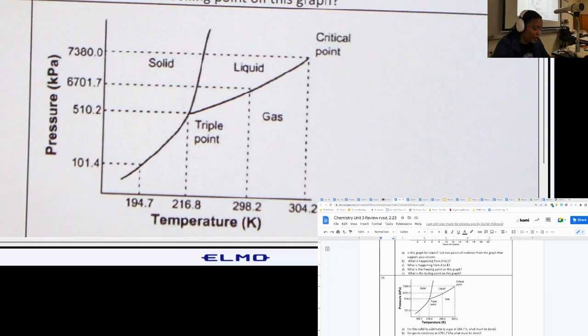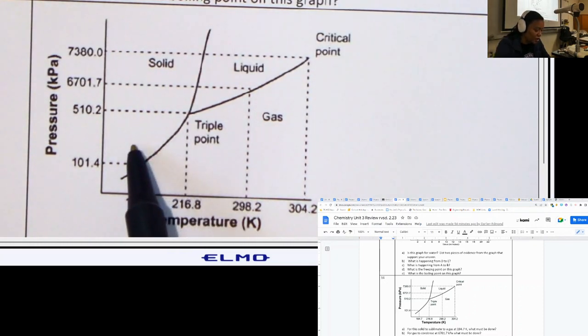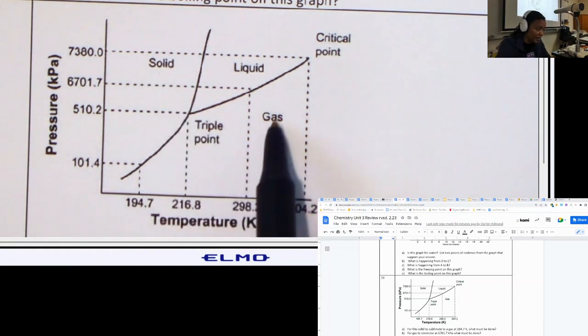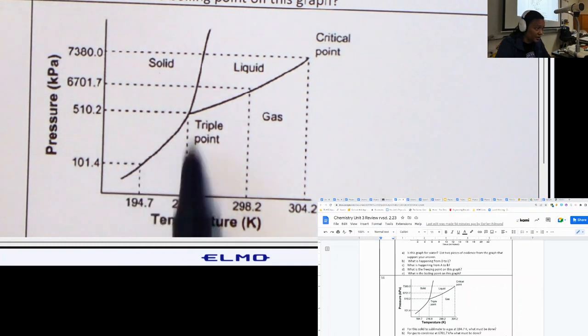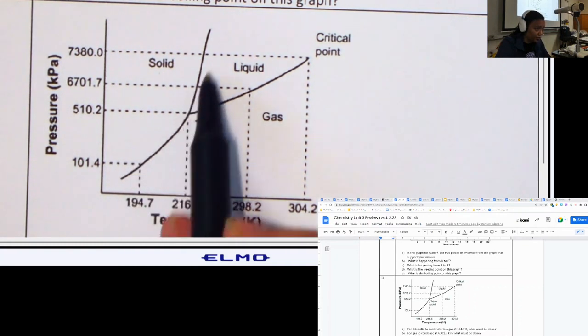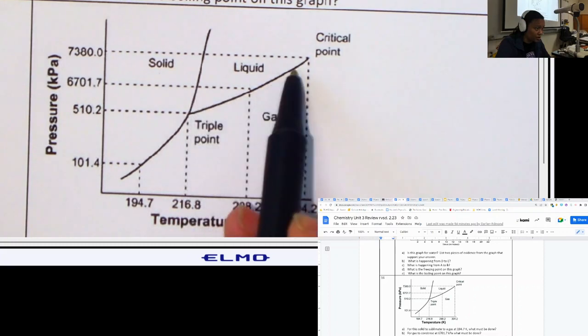So according to this graph, when you're looking at this line, if you're moving across from left to right, you're changing it from a solid to a gas. You have solid, gas, liquid. So we're changing straight from a solid to a gas. If we are up here, we are changing a solid to a liquid. And if we're along this line, we are changing a liquid, if we go across, straight to a gas.